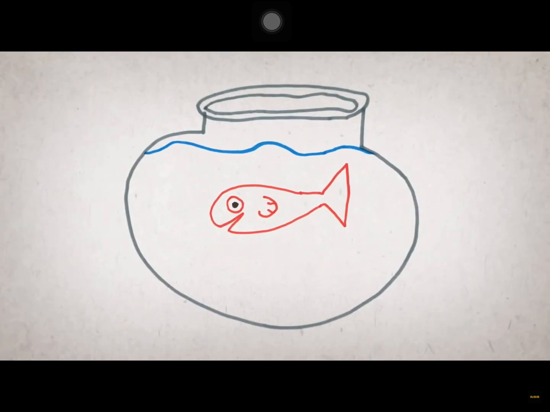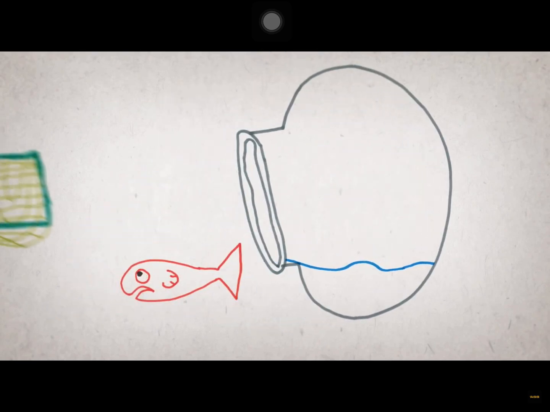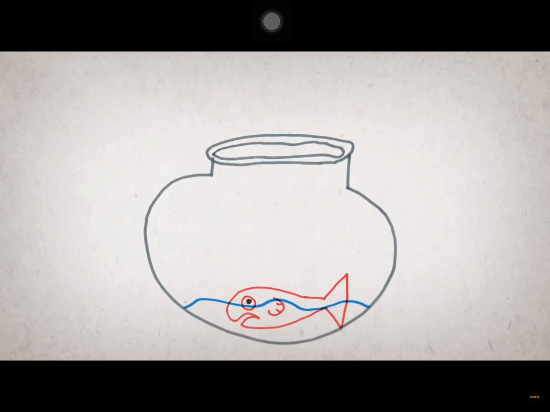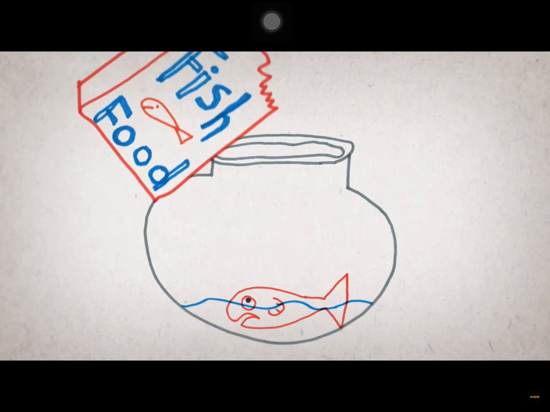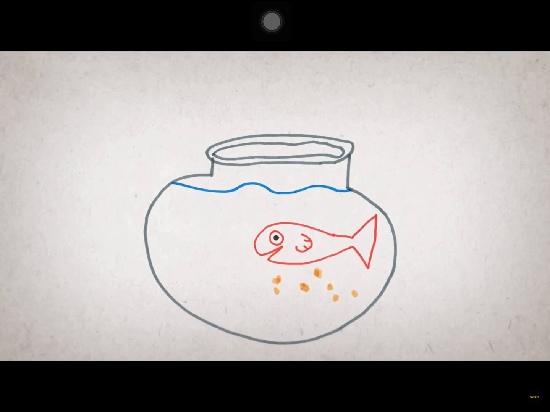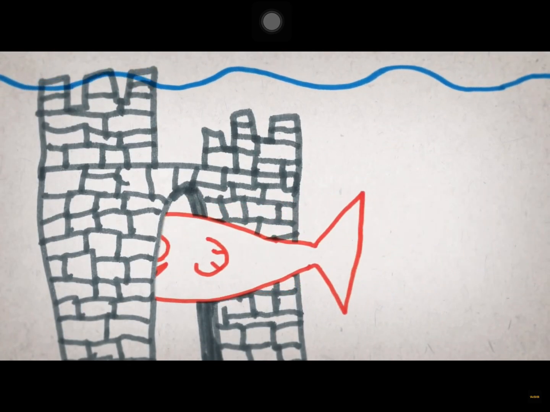Larry's swimming in his bowl and it's time for lunch. Oops! His bowl gets knocked over and he falls out. But phew, he's quickly scooped back in. So, what are Larry's needs? He needs fish food to eat and water to swim in to survive. But what's something Larry might want? Maybe a little castle to swim through.